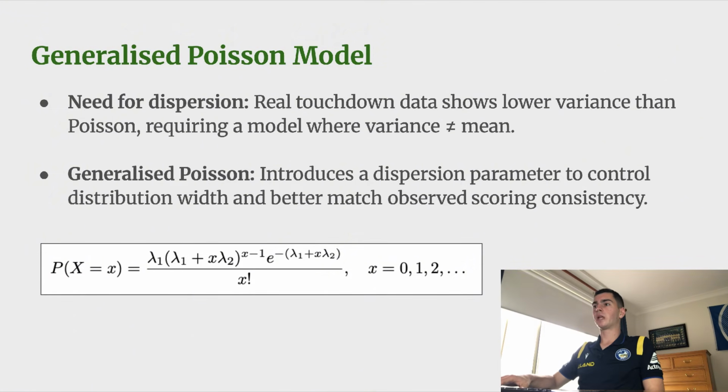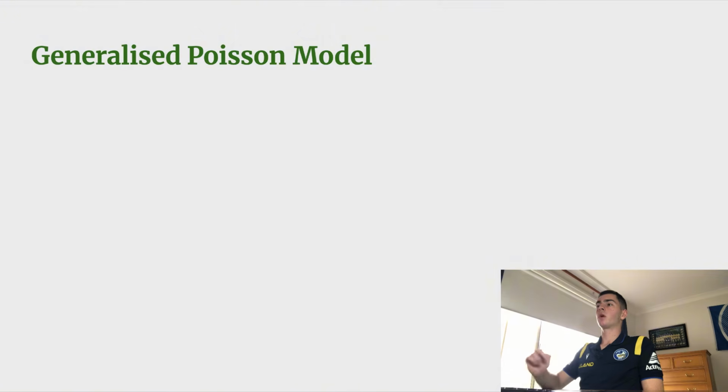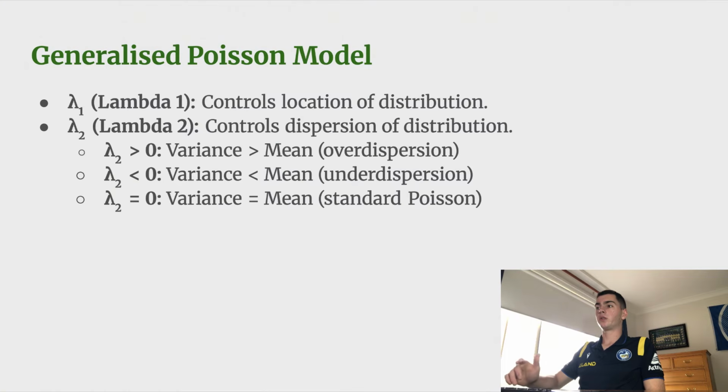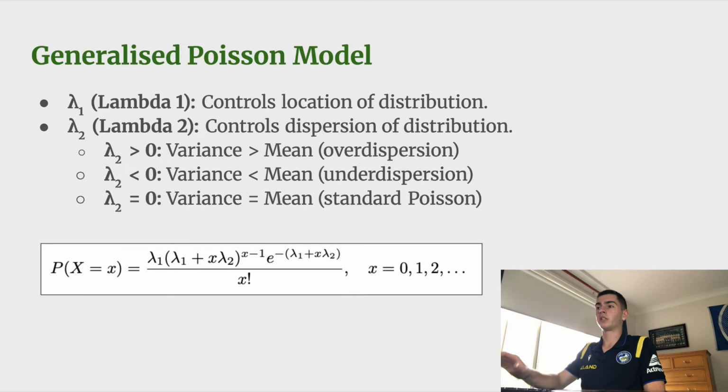In this distribution, lambda 1 acts like the usual Poisson rate, the expected number of touchdowns, while lambda 2 controls the variance. If lambda 2 is greater than 0, the variance exceeds the mean: overdispersion. If it's less than 0, the variance is lower than the mean: underdispersion, which is our case. And if lambda 2 equals 0, the distribution collapses right back into the standard Poisson. This added flexibility is what allows the model to generate touchdown outcomes that actually match real NFL scoring patterns rather than relying on unrealistic assumptions.